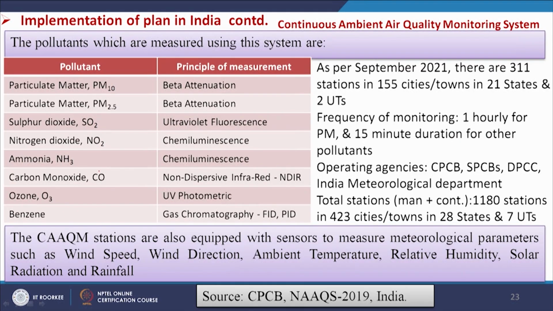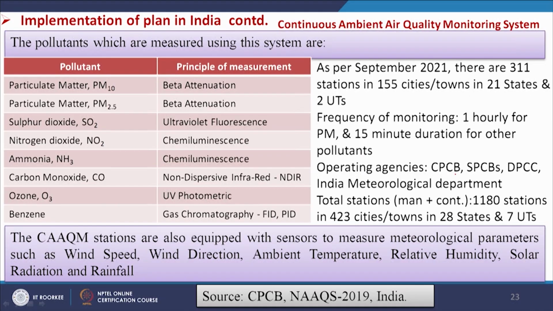There are different pollutants which are measured, and as per September 2021 there are 311 stations in 155 cities and towns in 21 states and 2 union territories. The frequency of monitoring is 1 hourly for particulate matter and 15 minutes duration for other pollutants. This is different from what we have seen in the case of manually operated stations, where the frequency is not the same as in the continuous monitoring system.